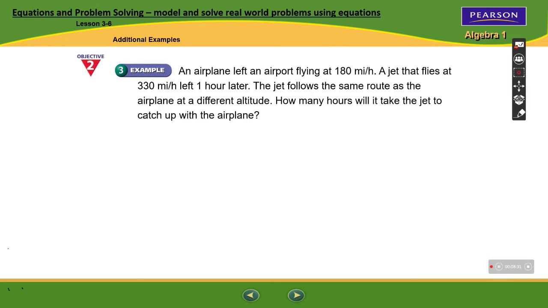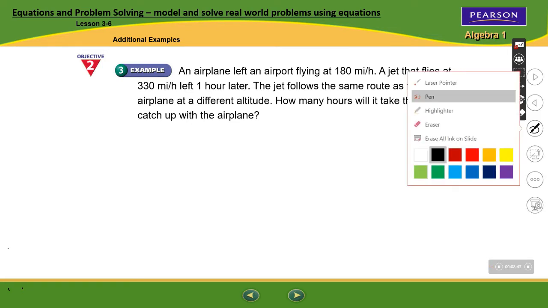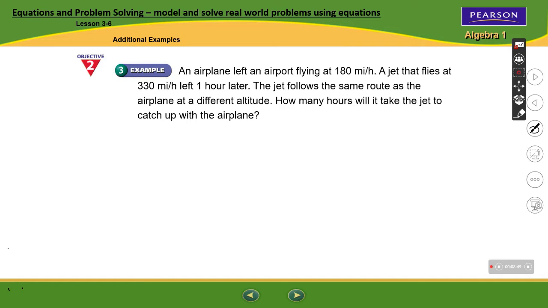All right, so on to the next one, and these are traditionally a little bit more challenging because they're not as obvious when you first read them. So we're going to take our time and set them up, and you're going to want to practice a couple of these. So an airplane left an airport flying at 180 miles an hour. Cool. A jet that flies 330 miles an hour left 1 hour later. All right, that's probably important. The jet follows the same route as the airplane at a different altitude. Wonderful, that means they hopefully won't collide. How many hours will it take the jet to catch up with the airplane?